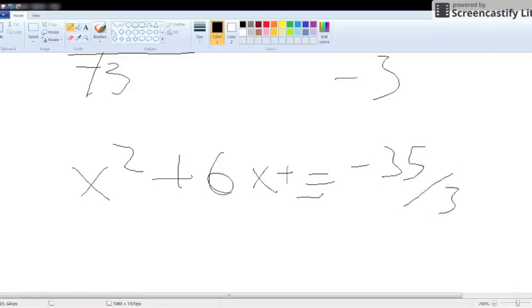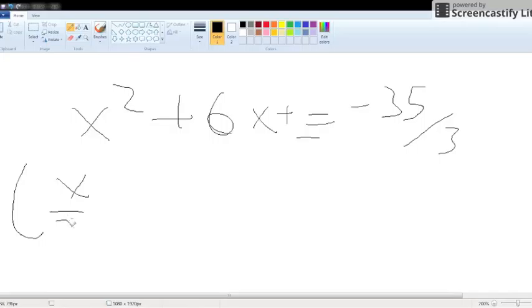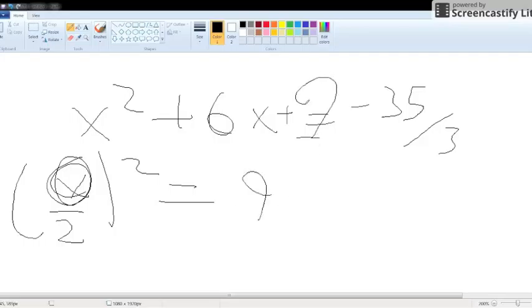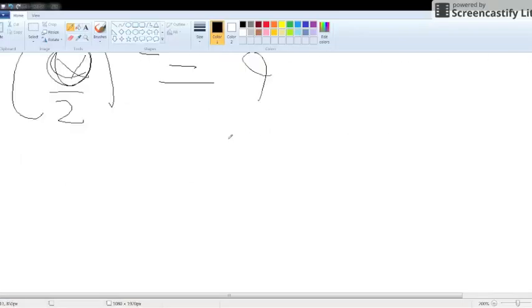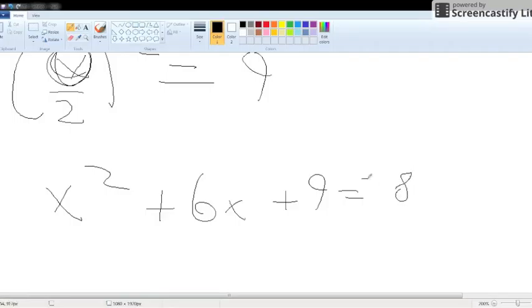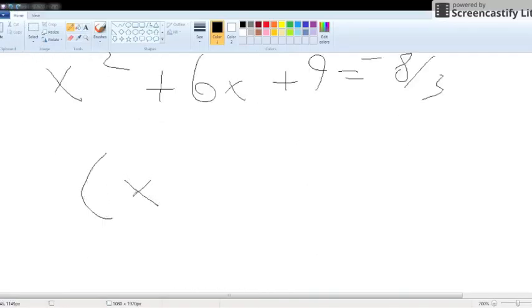Now we have to find out what goes here, and to do that we will use our equation that we used beforehand. And when 6 is plugged into this, you get out 9. So you add the 9, and then you add a 9 over here, because you have to do whatever you do to one side, you do to both sides. And so you get x squared plus 6x plus 9 equals negative 8 over 3. And now this is a perfect square over here, which allows us to turn this into x plus 3 squared equals negative 8 over 3.